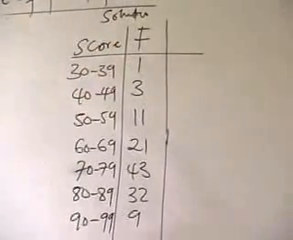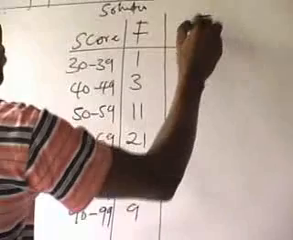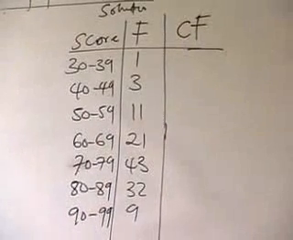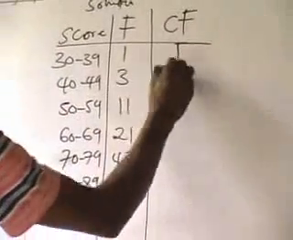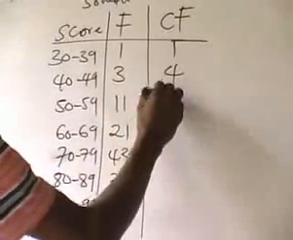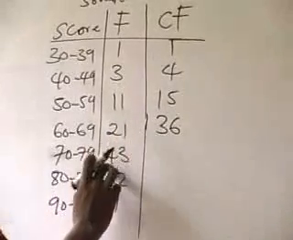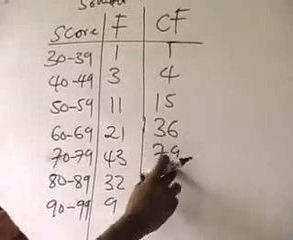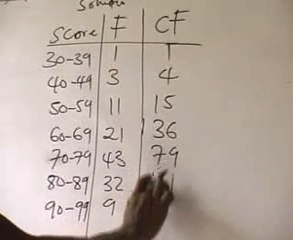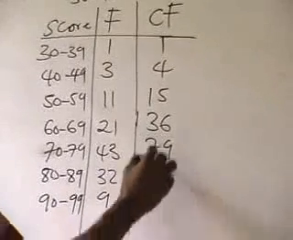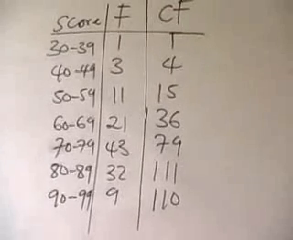Anytime you want to calculate quartile, percentile, or any form of partition, what you just need to get is your cumulative frequency. That's the first thing you need to get. So let's get the first cumulative. The first one is 1. 1 plus 3 is 4. 4 plus 11 gives us 15. Then 15 plus this one gives us 36. 36 plus this one gives us 79. Then 79 plus this gives us 111. So when we add everything together, one after the other, we're going to get that.